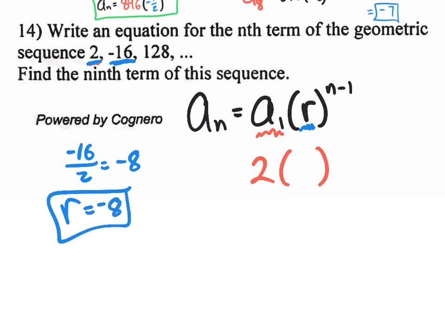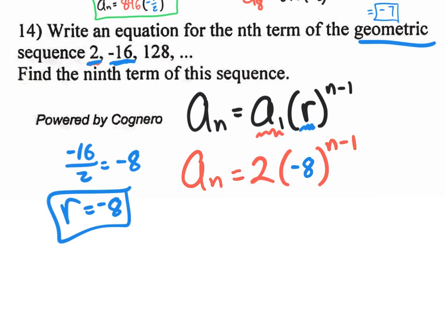Now you don't have to check it with the other numbers because they already tell you that it's geometric, right? So just do 1 and you'll know the common ratio is -8. So inside the parentheses, right here where the r belongs, that's where we're going to put a -8. And of course, it's to the n minus 1 power. And this is just a sub n. A sub n is just the name, okay?